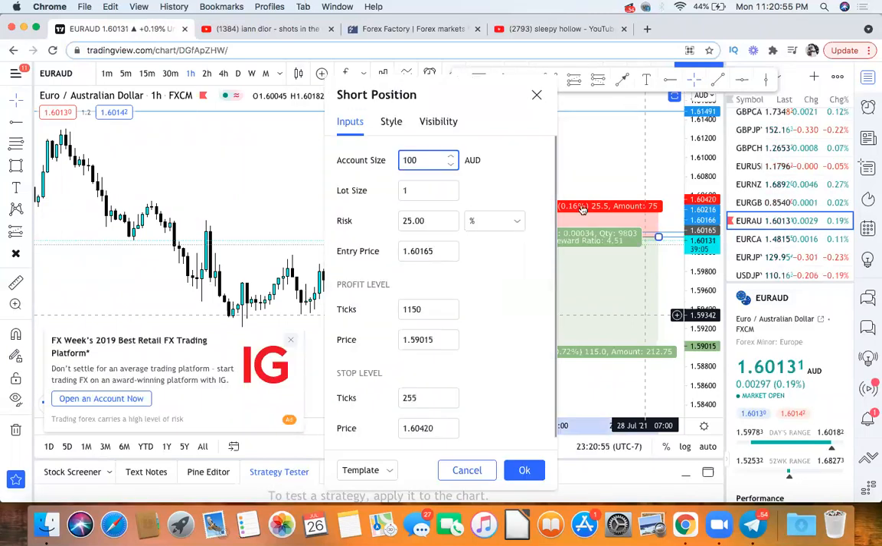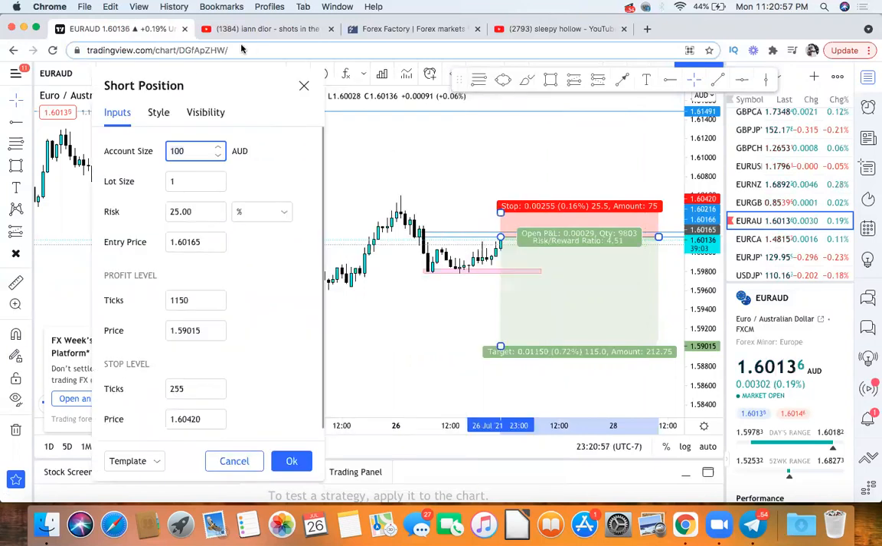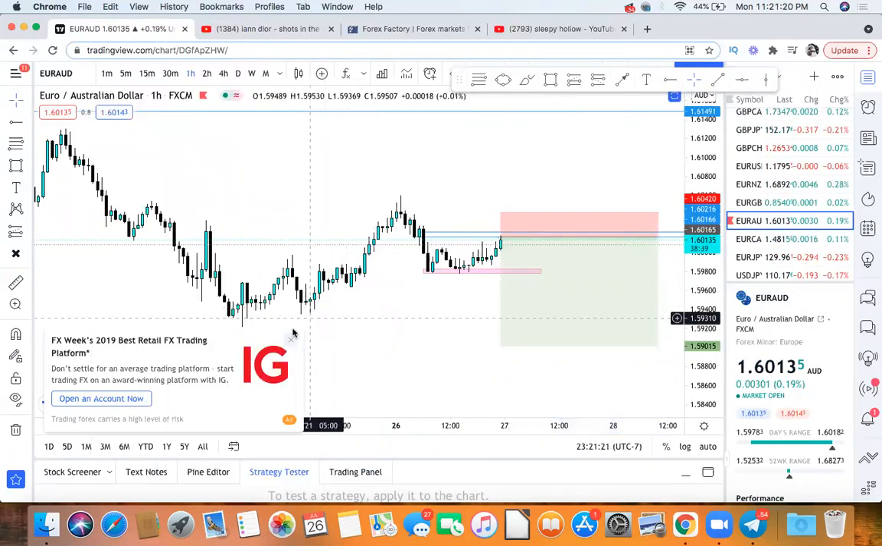Yep. All right, so I'll go ahead and do a breakdown right now and just put this on my MT4. Stop at 1.6020, profit area is at 1.59015. Okay. All right, so pretty simple explanation here for what is Euro AUD.